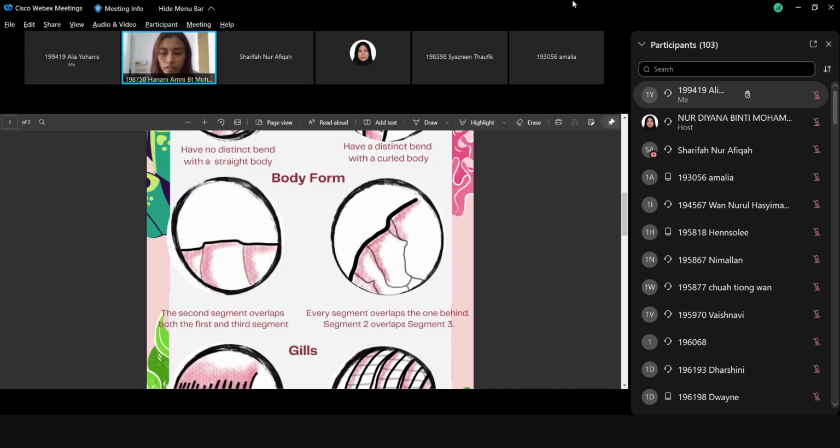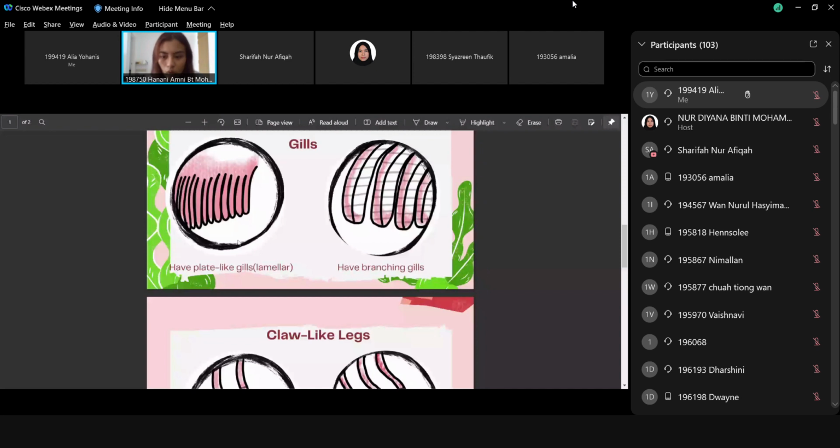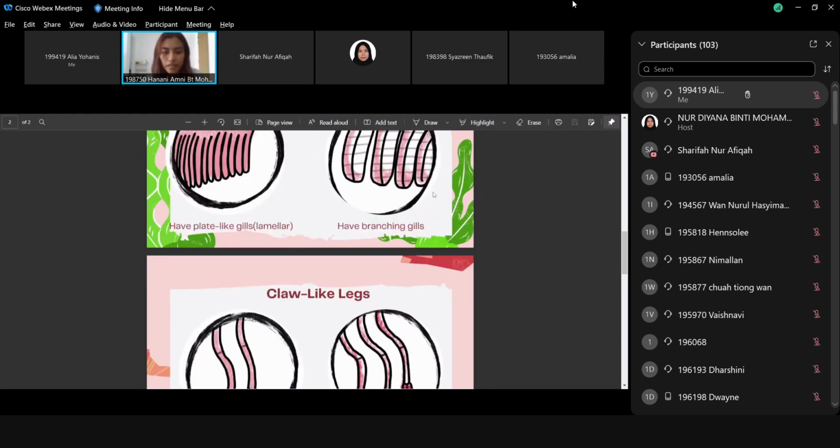So next, for the gills, prawns on the right side. Oh, wait, hold on. Something happened with this laptop. Okay, I'm so sorry. Prawns have branched gills, while shrimp have gills that look more plate-like.